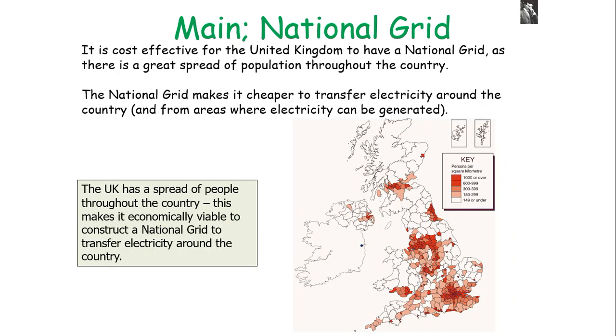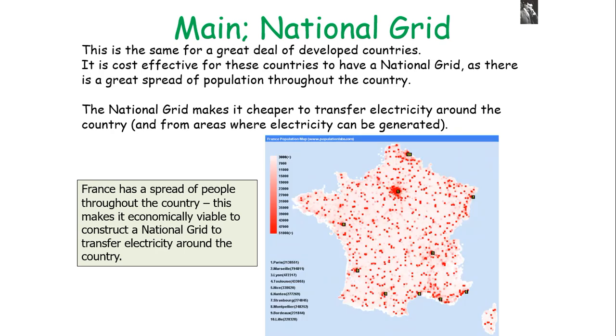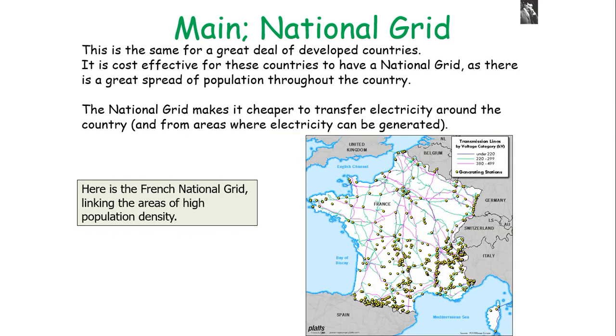Now, it's cost-effective for the United Kingdom to have a national grid, as there's a great spread of population throughout the country, and the national grid makes it cheaper to transfer electricity around the country and from areas where the electricity can be generated. So because the UK has a spread of people throughout the country, it makes it economically viable, so it makes it profitable to construct a national grid to transfer electricity all around the country. Again, another country which can do this is France, because France has a spread of people throughout the country. It makes it economically viable to construct a national grid to transfer electricity around the country. So here, for example, is the French national grid, similar to the UK national grid, except it's just obviously in France.